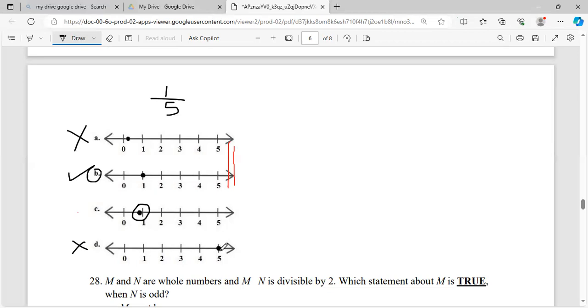D is like literally a whole, right? D means like 5 whole parts out of 5. Yeah, D, this is 5 out of 5. I'm surprised I saw D in there.